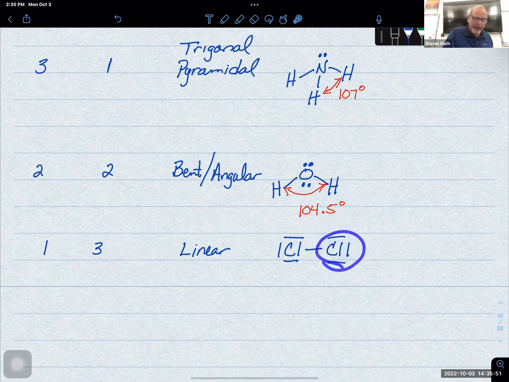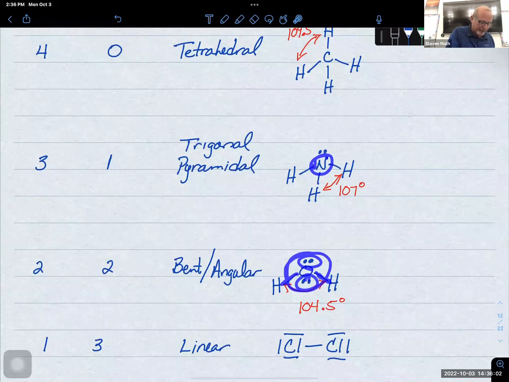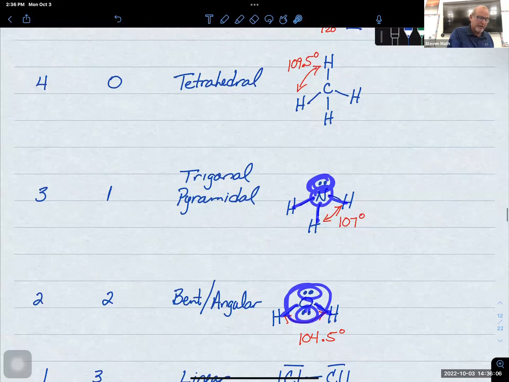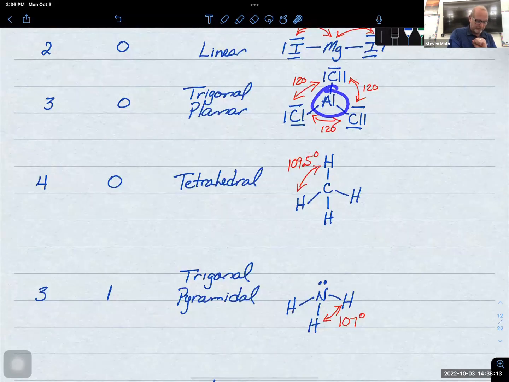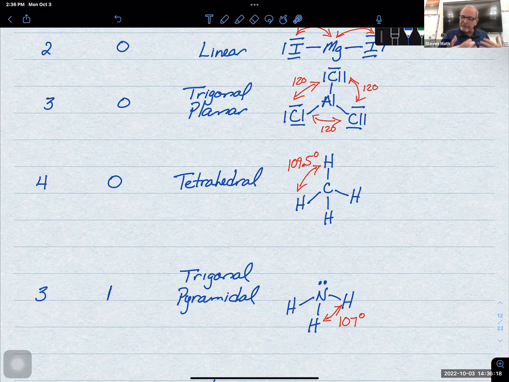We're only looking at the central atom. The central atom is the oxygen. It has 2 bonds and 2 lone pairs. The central atom is nitrogen. It has 3 bonds and 1 lone pair. Carbon, 4 bonds, no lone pair. Aluminum, 3 bonds, no lone pairs. So it's the central atom that will dictate the molecular geometry.